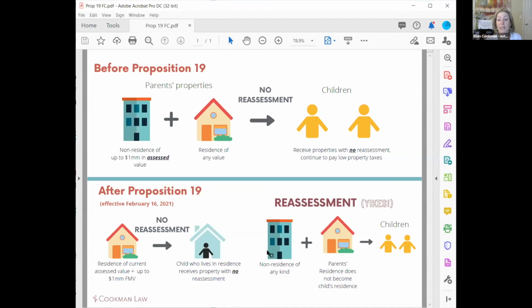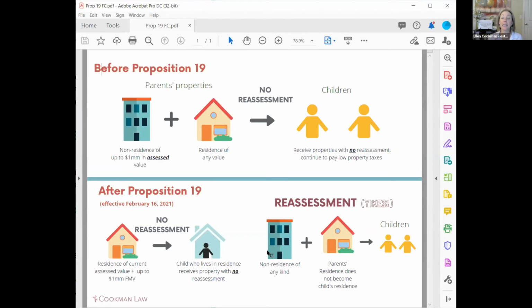And then the other thing that's really detrimental, from a parent-child perspective, is that non-residence property cannot be transferred to the child without a reassessment. All non-residences are now being completely reassessed when they go to the children. So that's just been struck from the landscape. So if you know of any estate planning attorneys who were your friends and they didn't call you back at the beginning of February to answer your questions, this is why.